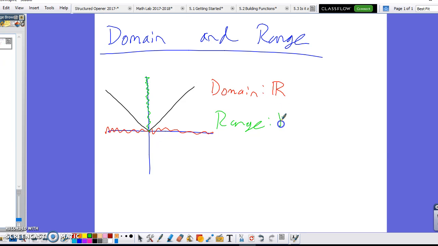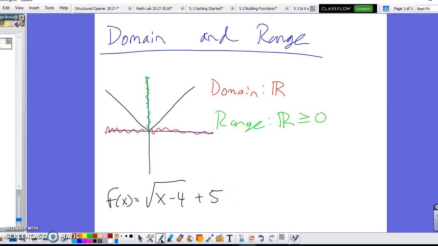So my range is going to be all real numbers greater than or equal to 0. What that means is 0 or any positive number. Okay? So just as one quick reminder, let's look at another example. Let's take a look at a function. Let's do f of x equals, and let's do the square root of x minus 4 plus 5.